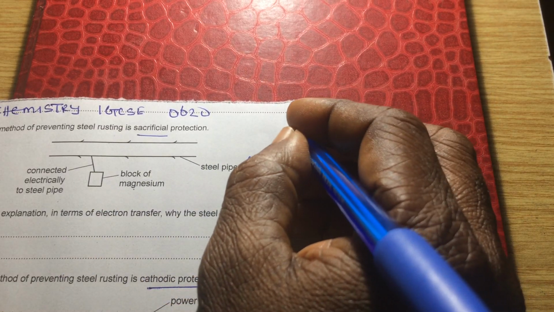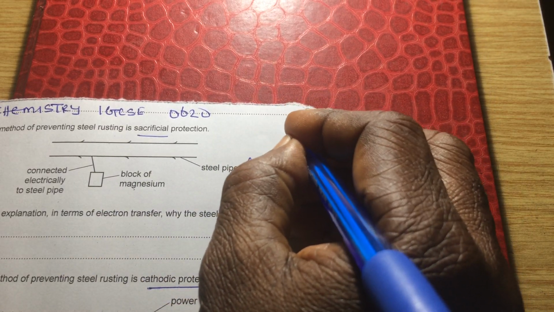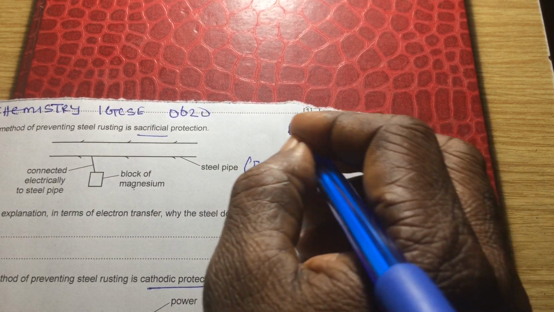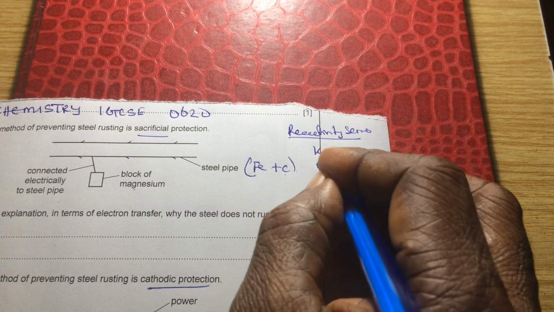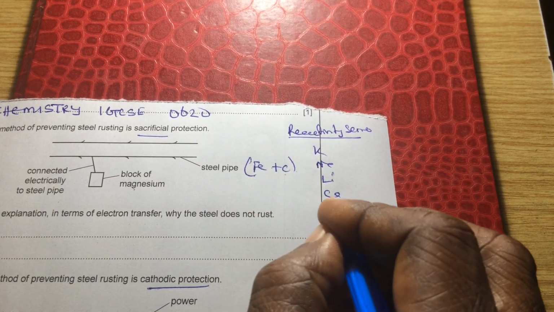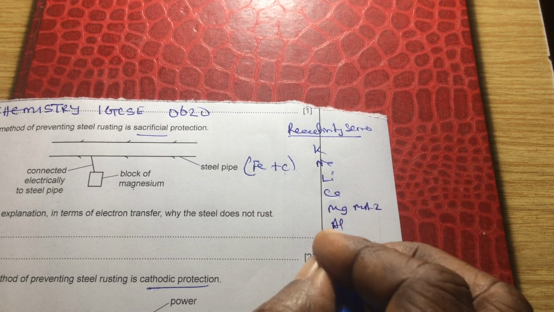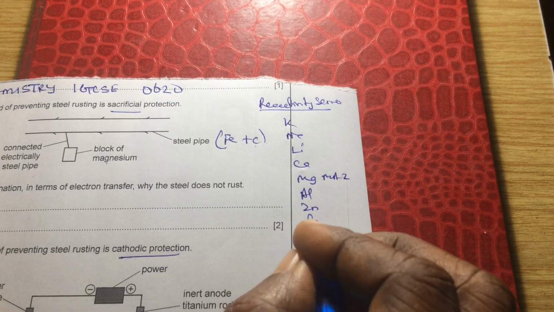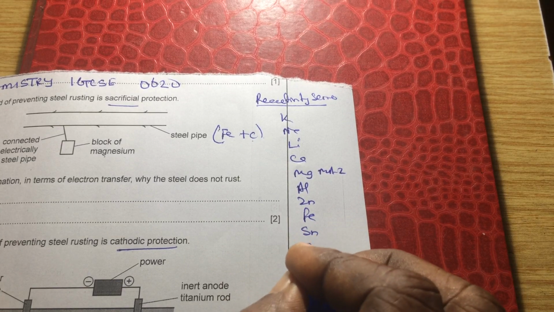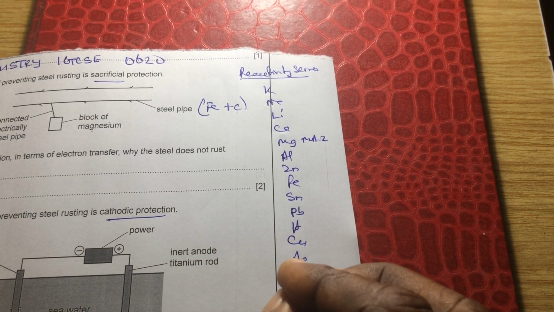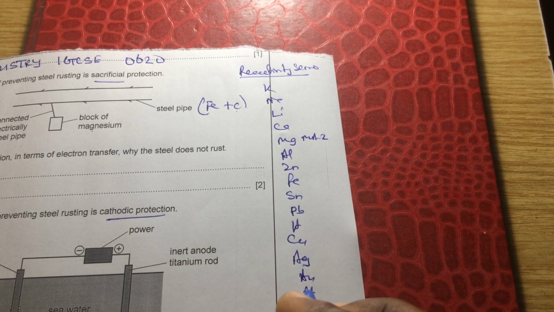I'll teach about what we call the metal reactivity series, the reactivity series of metals. We have potassium, sodium, lithium, calcium, magnesium, then aluminium, zinc, iron, tin, lead, hydrogen, copper, silver, gold and platinum.